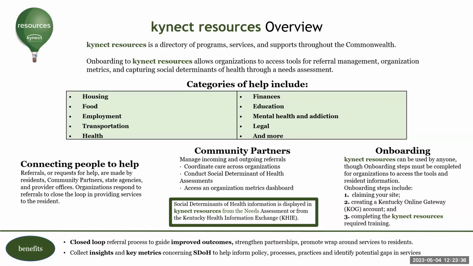And certainly in how we worked with Andrew's team and being able to provide information. So if we want to go ahead to the next slide, I'll jump right in with really an overview of what Kynect Resources is. So what we did is we partnered with United Way and that 211 directory. And so Kynect Resources was built from that partnership as a directory for programs and services and supports that are throughout the state.